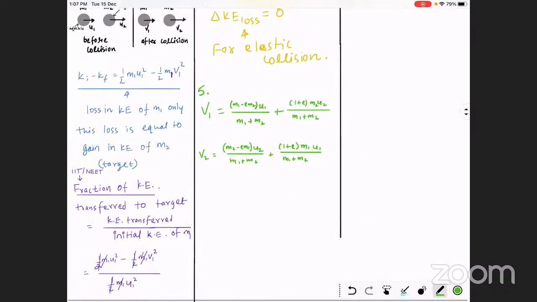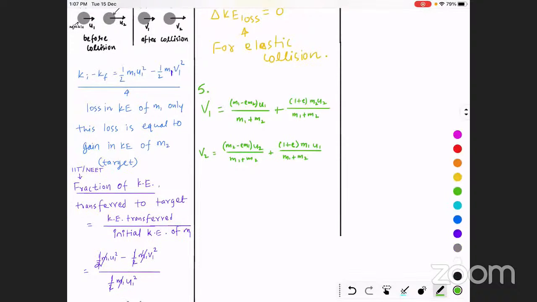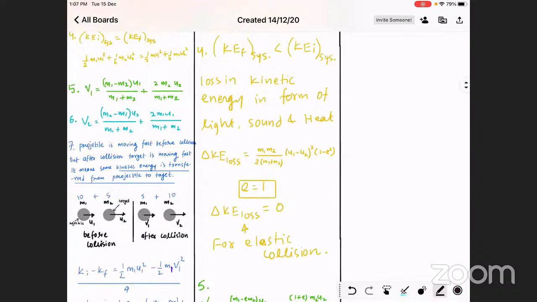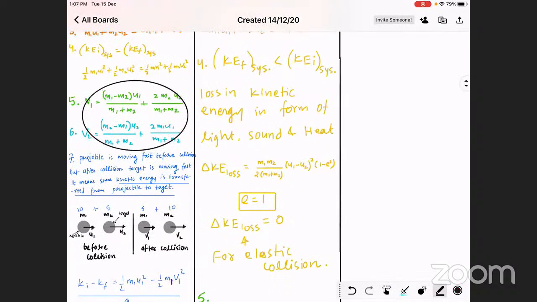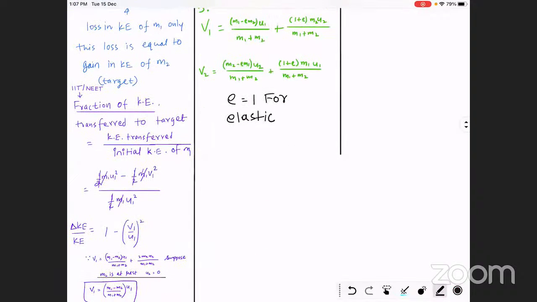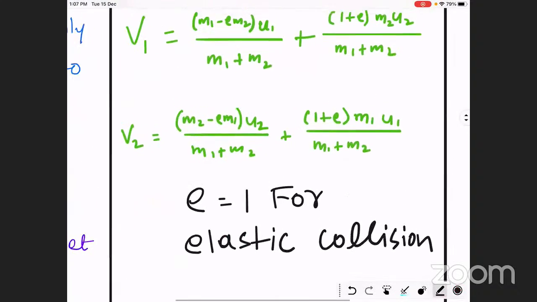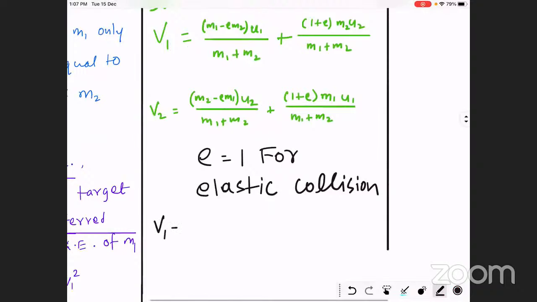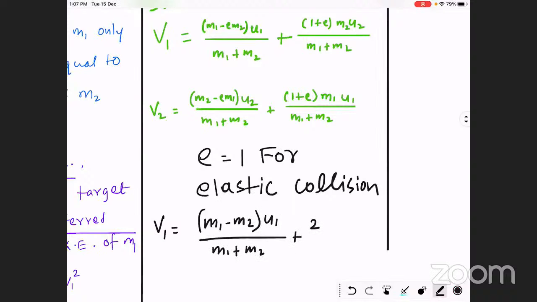And here 1 plus e into what? m1. Right? Now if you put e is equal to 1 for elastic collision, what you will get? You will get these formulas. Am I right? So better you remember this formula for elastic collision. Put e is equal to 1. What v1 you will get? m1 minus m2 u1 upon m1 plus m2 plus 2 m2 u2 upon m1 plus m2.